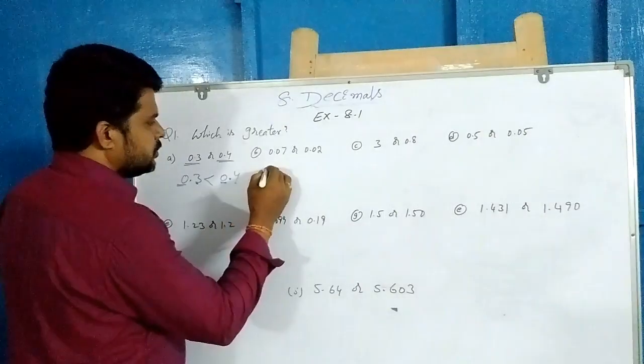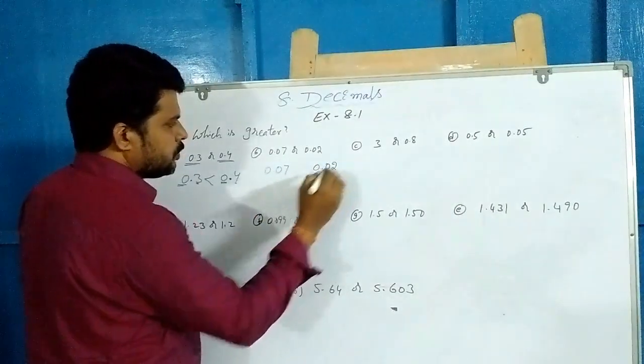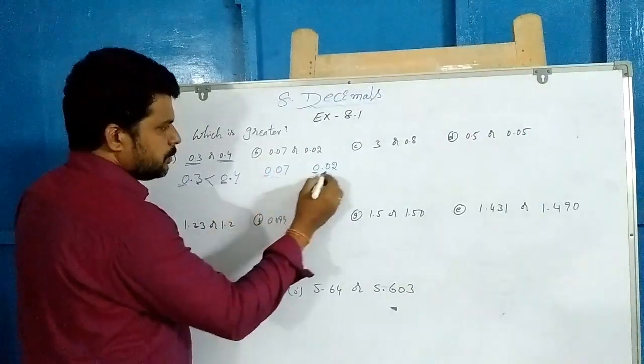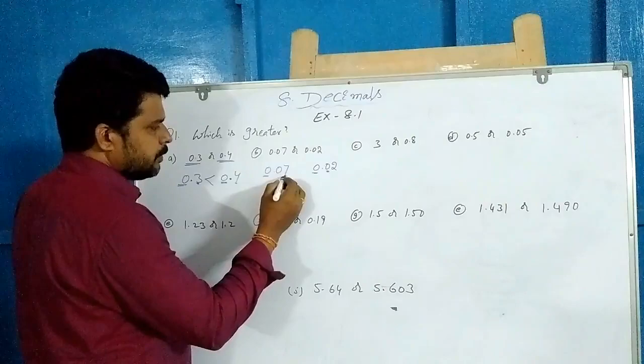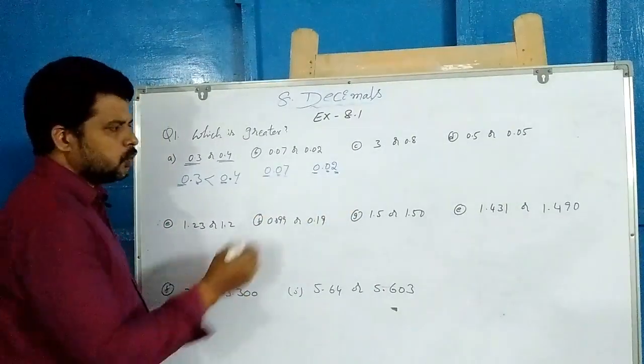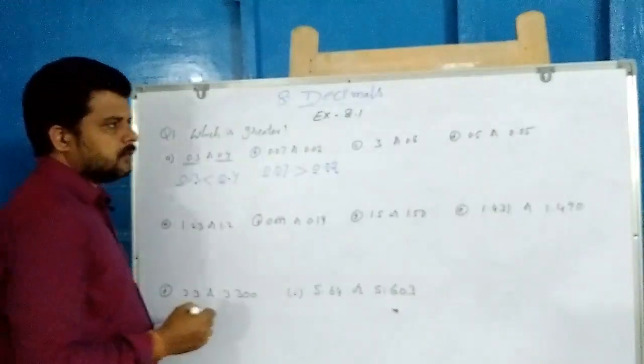Next, the second one, 0.07 and 0.02. The whole number part is equal. The decimal part's first value is equal. The second number is 7 and 2. Comparing 7 and 2, 7 is the bigger one. So 0.07 is the bigger one.